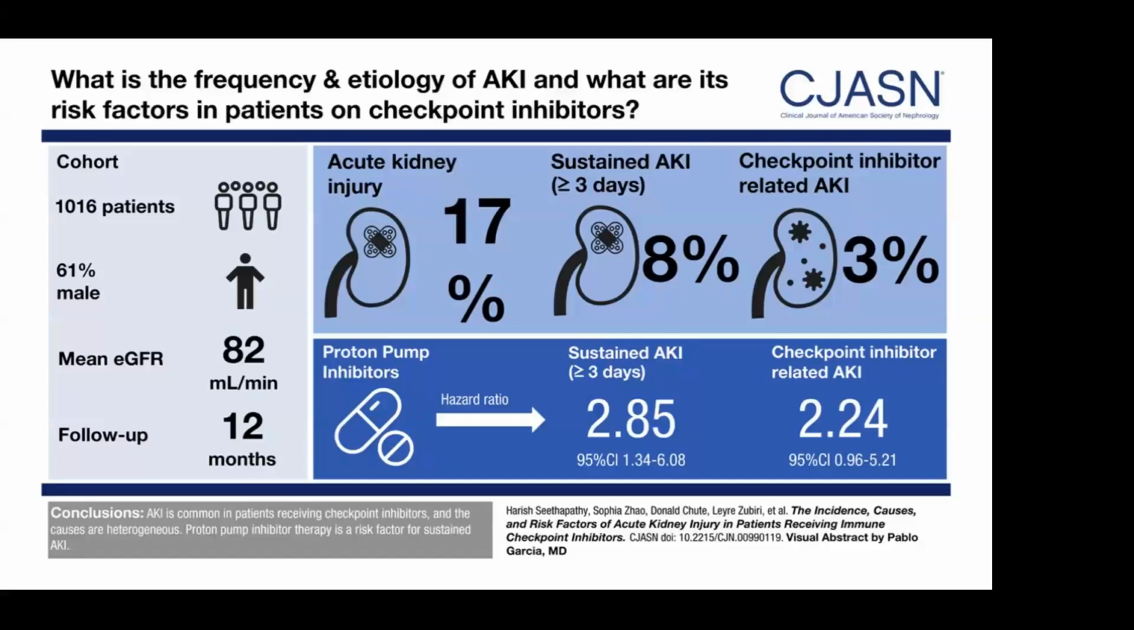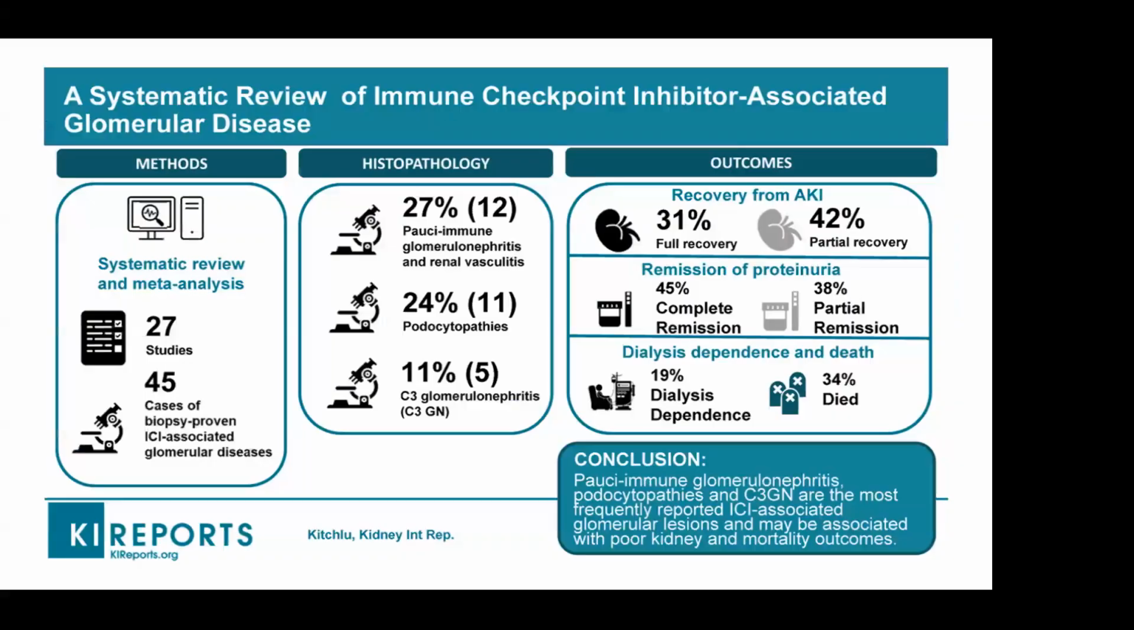Not just interstitial nephritis, but immune checkpoint inhibitors can also cause glomerular disorders. And this is a nice study which was done by Abhijat Pichlu from Toronto, who did a systematic review and meta-analysis of 27 studies and saw that 27% of these patients who had AKI or some sort of renal issue or proteinuria had post-immune glomerulonephritis and renal vasculitis.